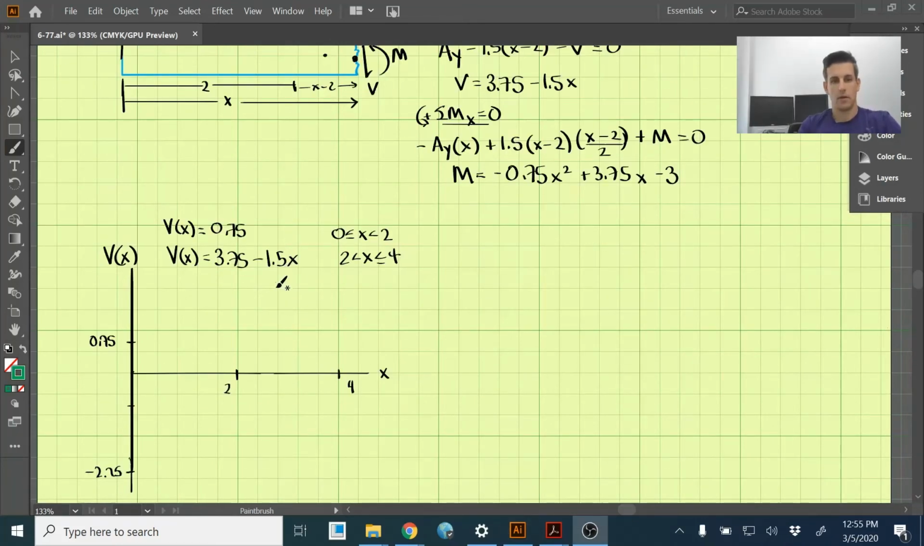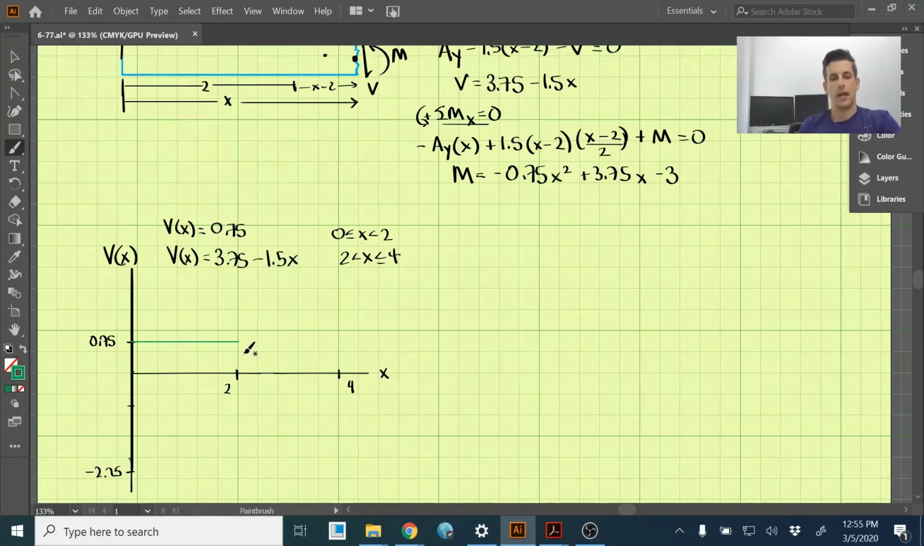Okay, so I've drawn the diagram here for the shear, and we have V of x here, and I rewrote the equations that we just solved for, that we can use for reference. So it's 0.75 from 0 to 2, and 3.75 minus 1.5x from 2 to 4. From 0 to 2, it's pretty easy. It's just a constant 0.75, so we can just draw a straight line across to 2.